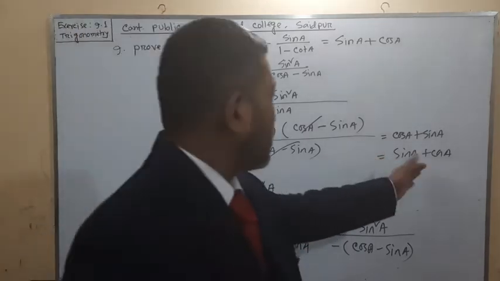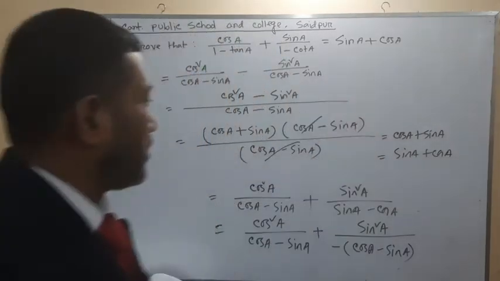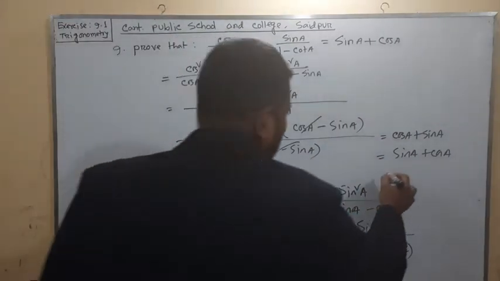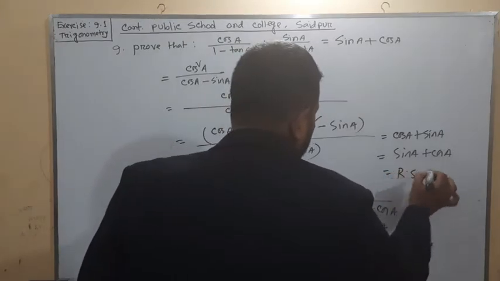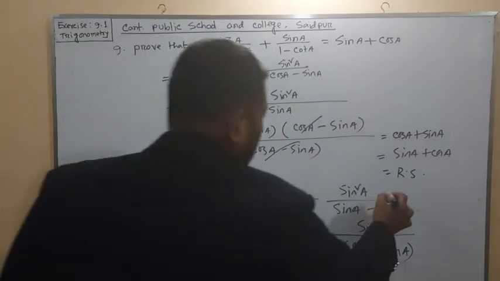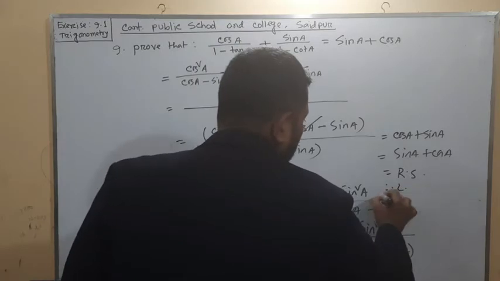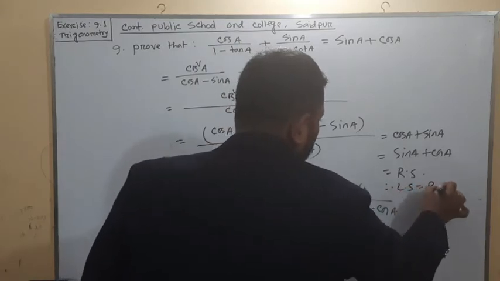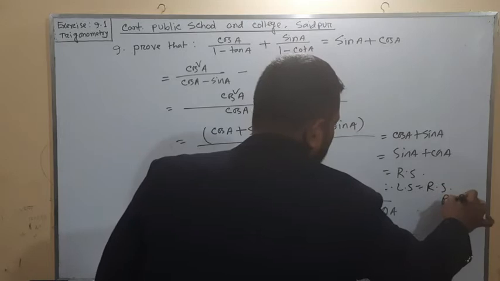We have to prove this: sin A plus cos A, sin A plus cos A. This is the right side. Therefore left side is equal to right side. This is proved.